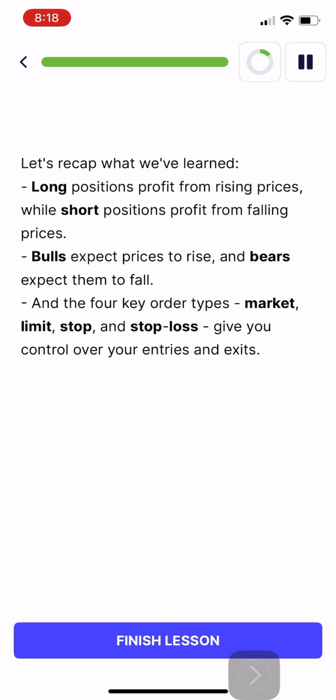Long positions profit from rising prices, while short positions profit from falling prices. Bulls expect prices to rise, and bears expect them to fall. And the 4 key order types, market, limit, stop, and stop loss, give you control over your entries and exits.